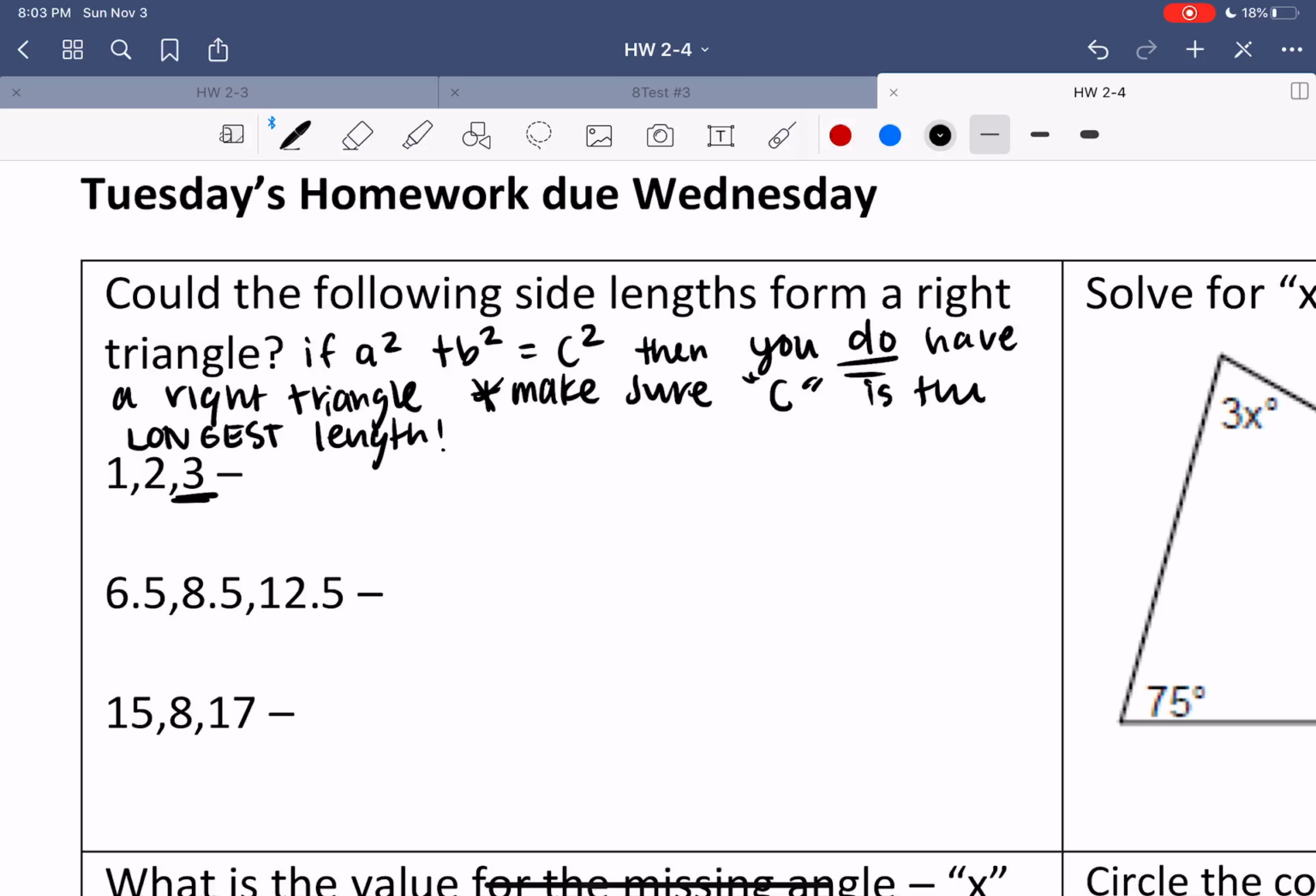So like in this case, C would be here. This one would be C. And this one would be C. So A and B are interchangeable, and you can then plug them into our formula. So you'd have 1 squared plus 2 squared equals 3 squared. And then you have to see whether they equal each other or not.